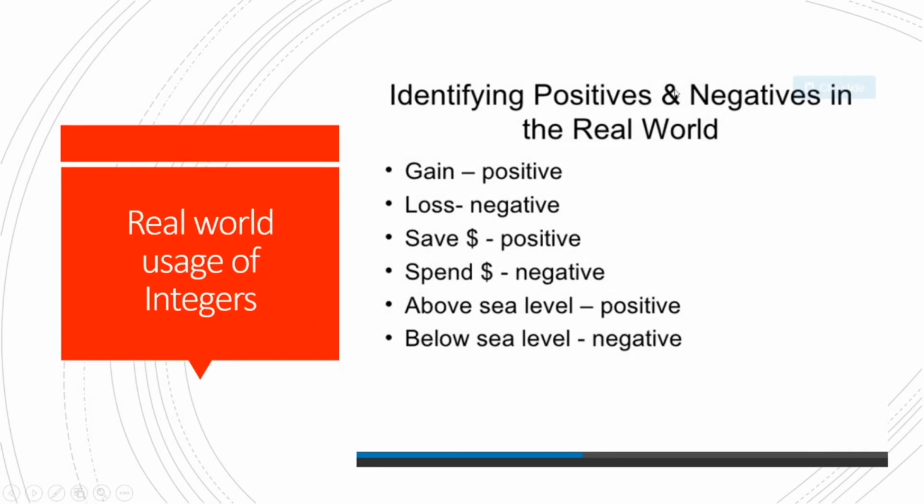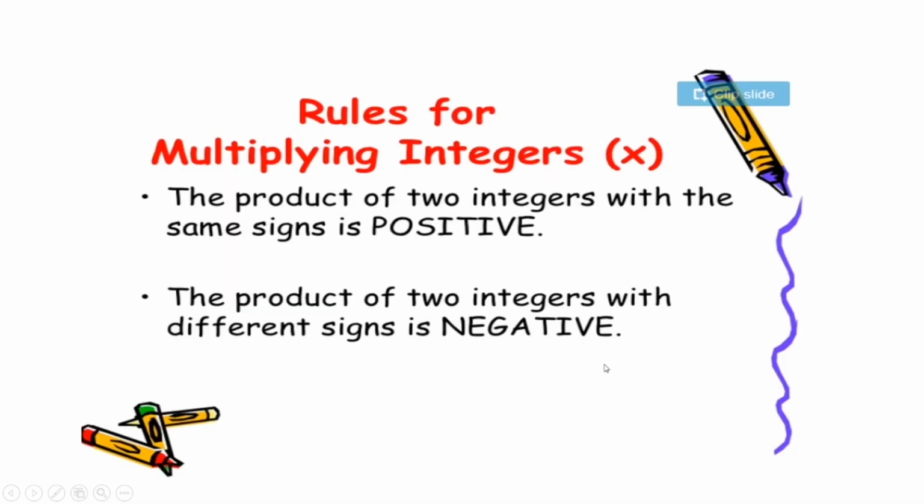Next, identifying positives and negatives in the real world. In the real world, usage of integers is given here. Gain always will show with positive sign. Loss with negative sign. Savings with positive sign. Spendings, expenditure with negative sign. Above the sea level with positive sign. And below the sea level with negative sign.